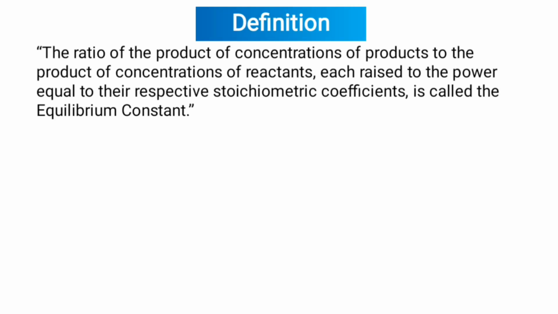Now, definition: the ratio of the product of concentration of products to the product of concentration of reactants, each raised to the power equal to their respective stoichiometric coefficient, is called the equilibrium constant.